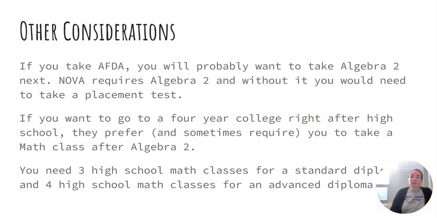You need 3 high school math classes for a standard diploma. So it could be Algebra 1, geometry, and AFDA, or it could be Algebra 1, geometry, and Algebra 2. And for an advanced diploma, you need 4 high school math classes. So you could do Algebra 1, Geometry, Algebra 2, and maybe pre-calculus. You have a lot of choices there. Or you could do Algebra 1, Geometry, AFDA, and Algebra 2.